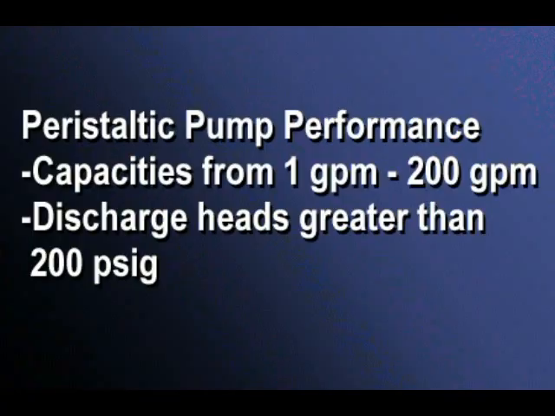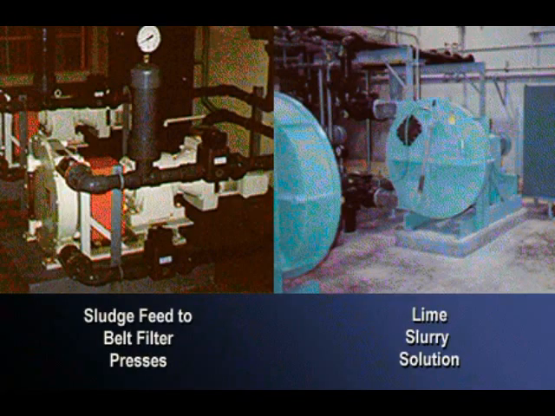Peristaltic pumps are now available to handle very low flows, such as chemical metering, up through 13 liters per second, 200 gallons a minute. The pump can pump pressures greater than 1,350 kilopascals, 200 psi. The fluid being pumped only comes into contact with the inside of the internal hose. Therefore, it is very important that the hose material selected is appropriate for the fluid to be pumped.